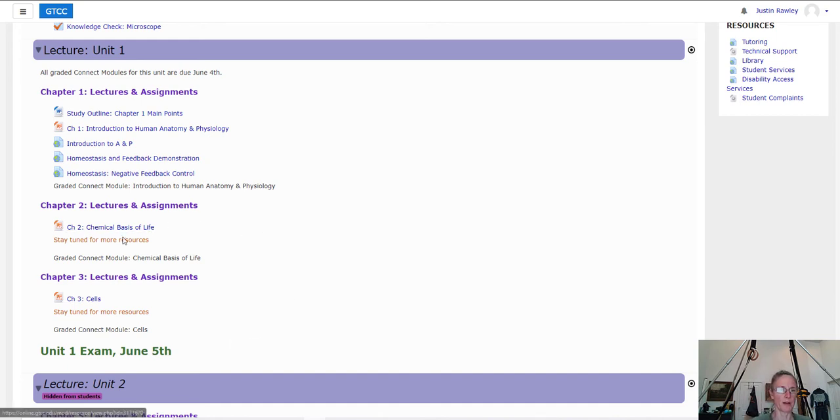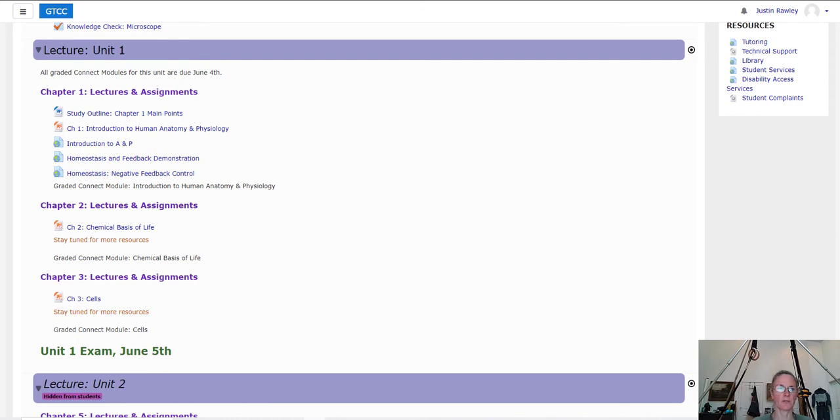Now, what's important about this is that when you work on these modules, it's sort of an interactive thing, and it will reintroduce material to you that you are unfamiliar with or are having difficulty with. And so it's one of those things that as long as you keep up with them, you will get credit for them. And whenever you see something that says graded Connect module, this means that it counts for your grade.